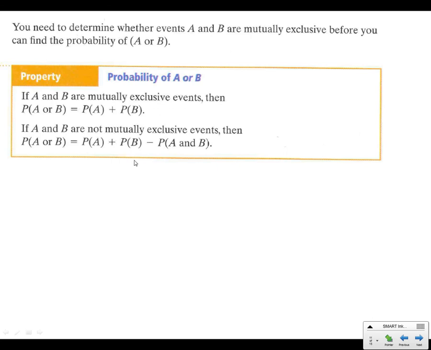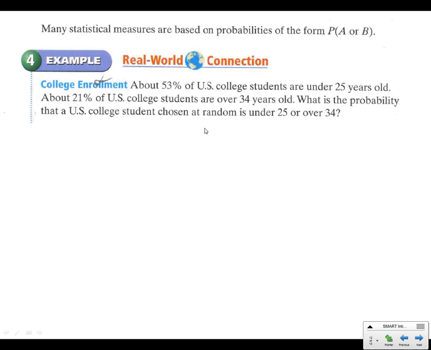So here's our formula. If we want one thing or the other to happen, we add them up. And if they can happen at the same time, we need to subtract any double ups, any repeats. And I'll explain that when we do the example. So let's look at the first example. We're not going to have any repeats here.